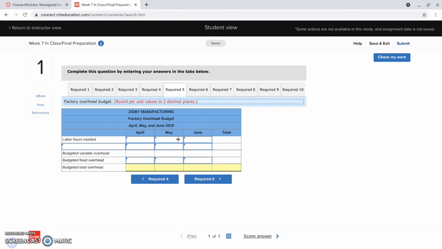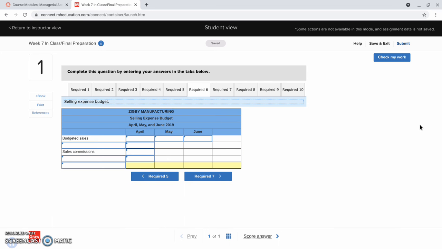Next up is our factory overhead budget. So we're going to set up our columns again. We have our variable factory overhead rate, labor hours needed. This came from the previous budget we just worked on. So you can see each one kind of builds on each other. Here it's 2.7. This information can be found in the supporting information above. Budgeted fixed overhead, they're all $20,000. All right, we're making good progress.